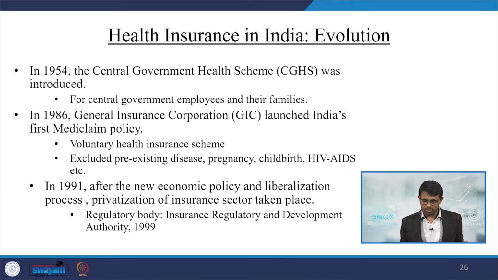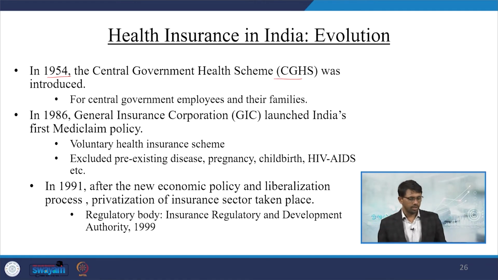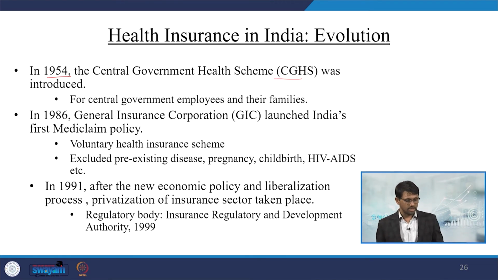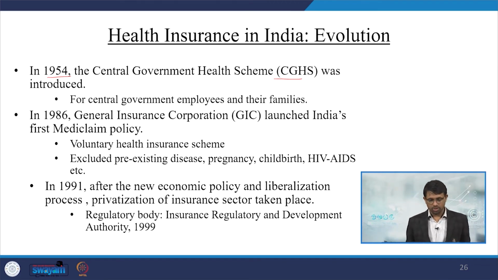Health insurance and its evolution starts from 1954 with the CGHS, the Central Government Health Scheme, which was for the central government employees and their families. We are referring to some important timelines, where in 1986 the insurance was mostly with the GIC, General Insurance Corporation. GIC launched India's first Mediclaim policy, famously known as GIC. This is considered a voluntary health insurance scheme. This excludes pre-existing disease, pregnancy, childbirth, HIV AIDS, etc.